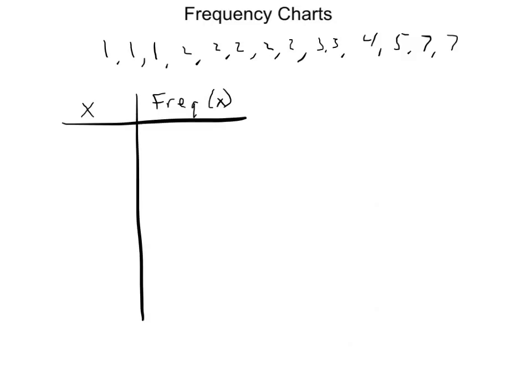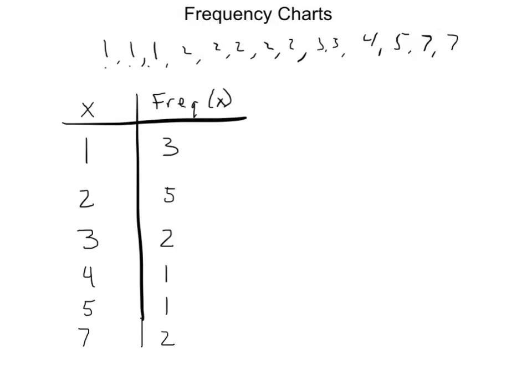So for instance, when x is 1, the frequency was 3. When x is 2, the frequency was 1, 2, 3, 4, 5. When x was 3, the frequency was 2. Frequency is just referring to how many times it shows up. When x was 4, there was one of them. When x was 5, there was one of them. If you wanted to, you could put that when x was 6, there were 0 of them, but it's not really necessary. We can just put our final one here, that when x was 7, the frequency was 2.